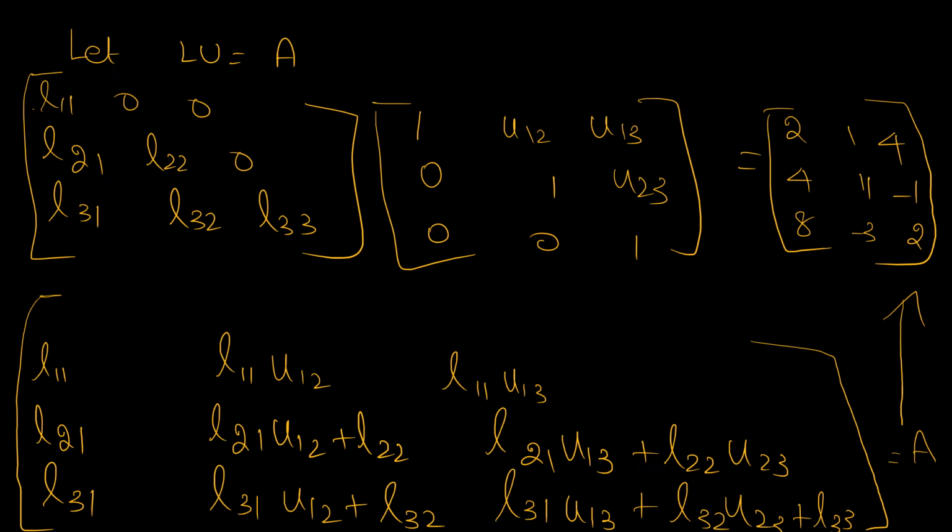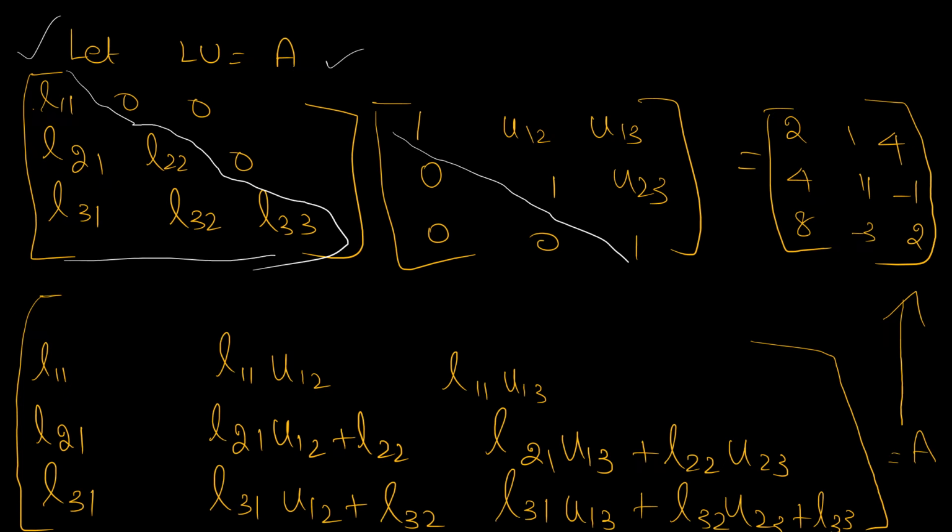Okay, so I said L is nothing but the lower triangular matrix. So L11 0 0, L21 L22 0, L31 L32 L33. If you see, only this lower half has some values, so we call it a lower triangular matrix. And this is the upper triangular matrix: 1 U12 U13, 0 1 U23, and if you see, the diagonal elements are 1. So this is L and this is U, and your given matrix, that is A.